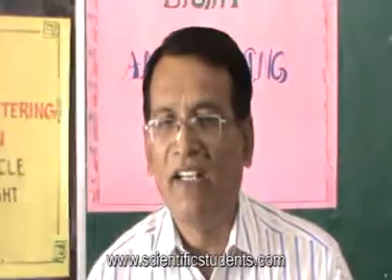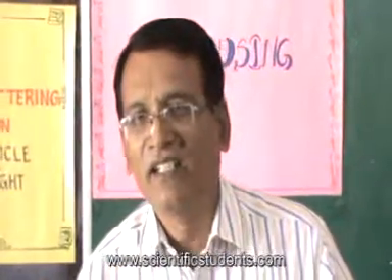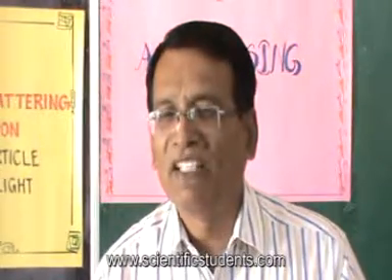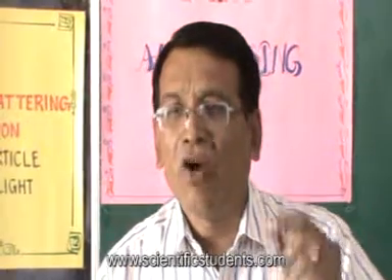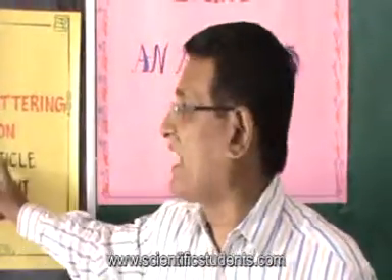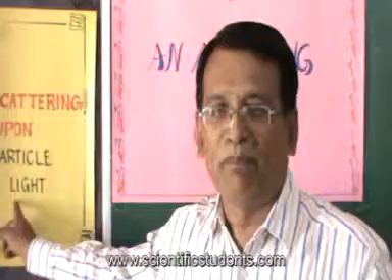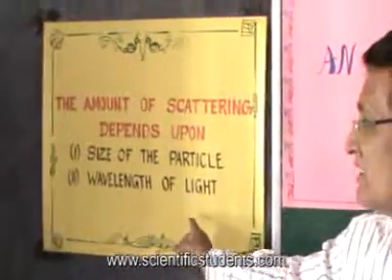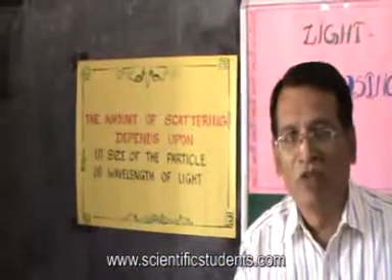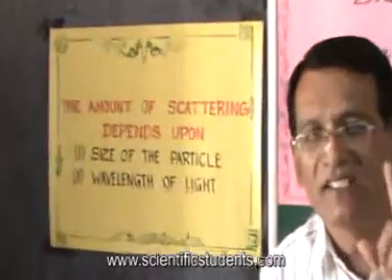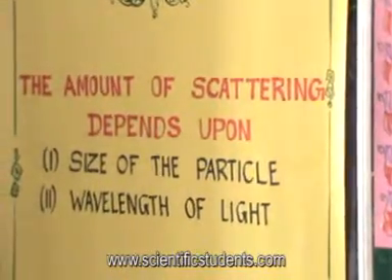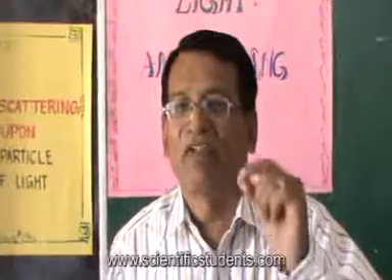Here I have tried a few activities to show the students about the scattering of light and how scattering depends upon these two factors. One, the size of the particle. The second one is the wavelength of light. So my first activity is to show the student that scattering depends upon the size of the particle.